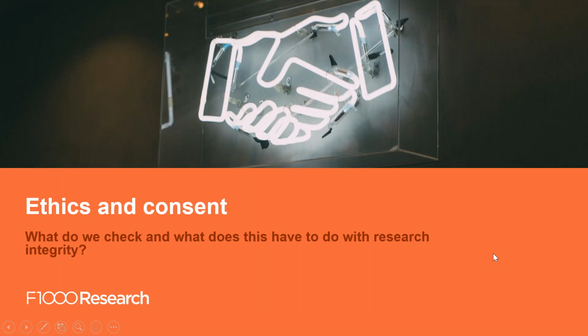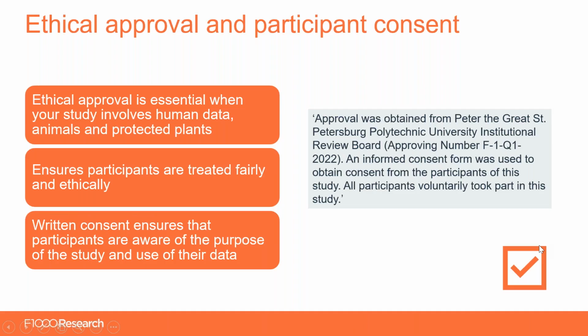Next, I'll take you through ethics and consent, how we check for this, and what this has to do with research integrity. So we require ethical approval to have been granted for all studies which include human data, or data from protected animals and some plants. If this has not been provided when necessary, the team will query with the authors on whether ethical approval was given.